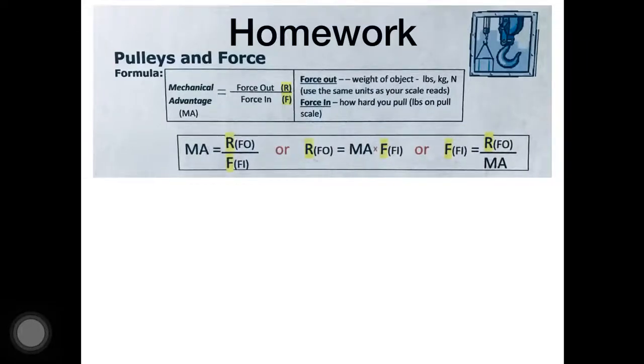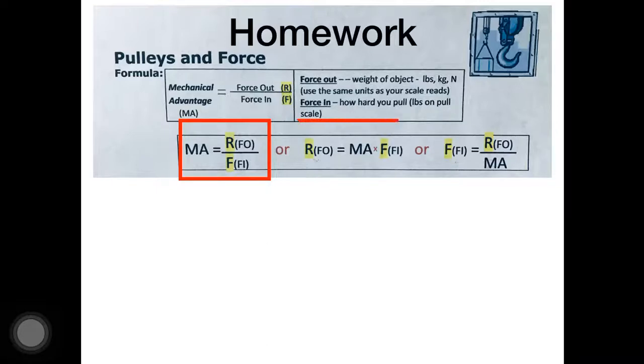The next thing that you notice on your homework sheet is MA equals R, or the force out, divided by F. This is the same formula as above in the box. If you have the force out, or the weight of the object, and you have the force in, or the scale reading, then you can easily find mechanical advantage by dividing those two. So if your problem is asking you to find mechanical advantage, this is the formula you will use.